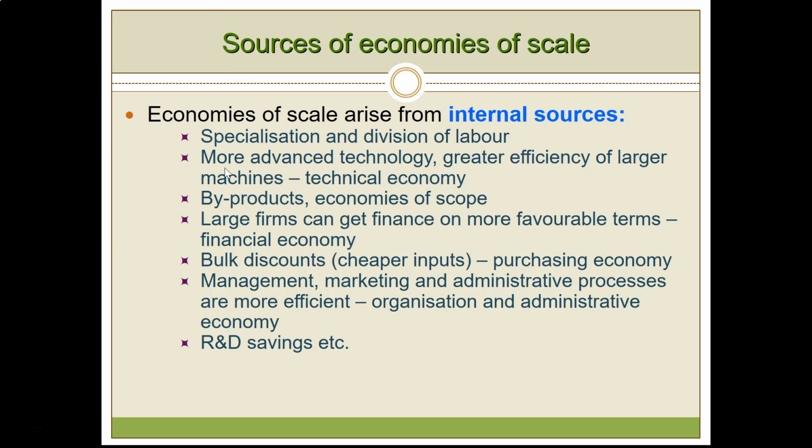Apart from this, larger companies might also benefit from more advanced technology and greater efficiency of larger machines, so-called technical economy. If you're a company like IKEA, you are likely to have specialized automated lines producing a particular type of output, desks or wardrobes or chairs or something else.